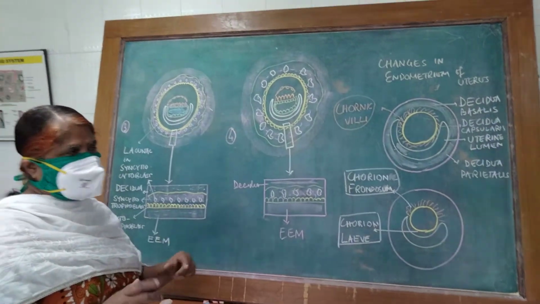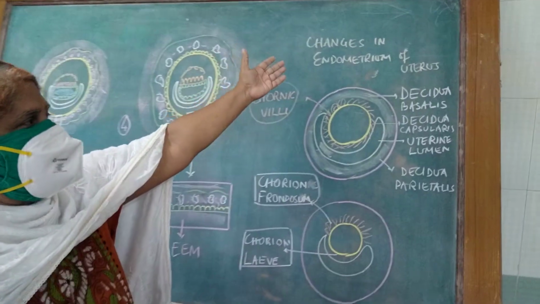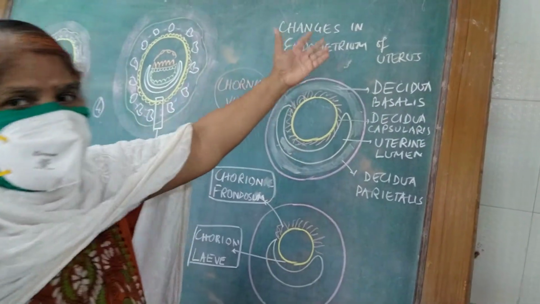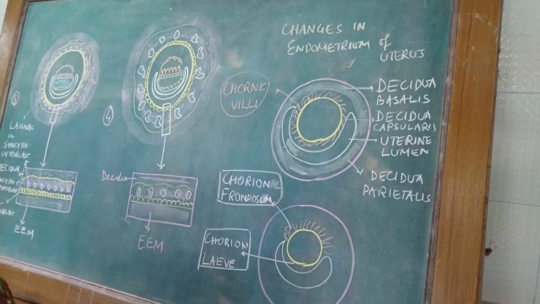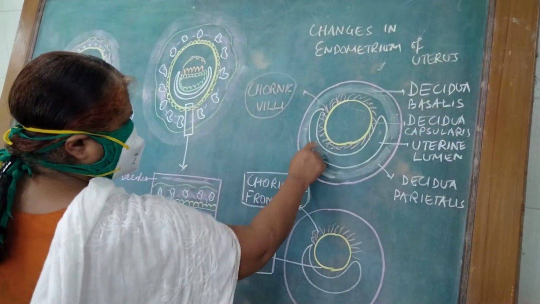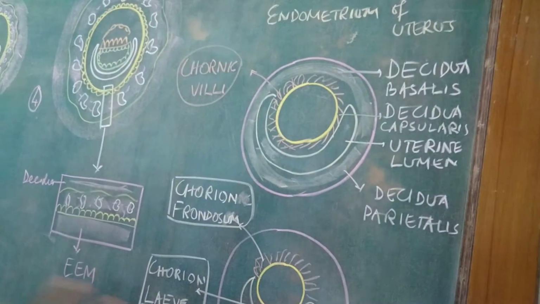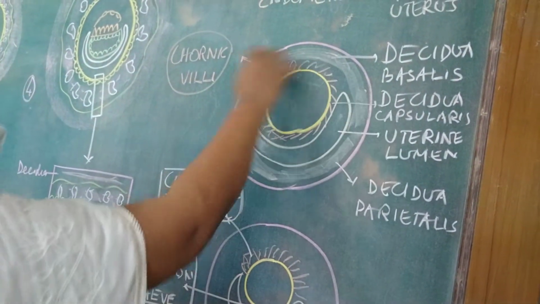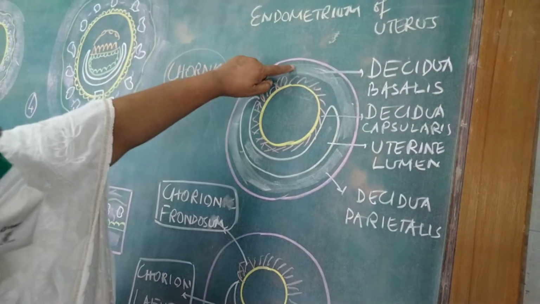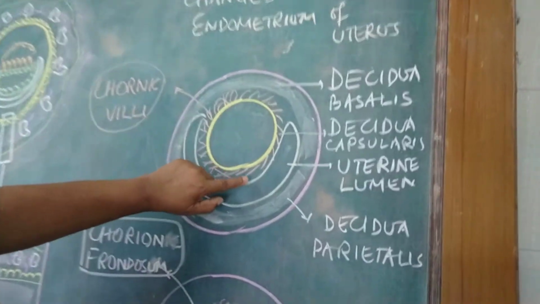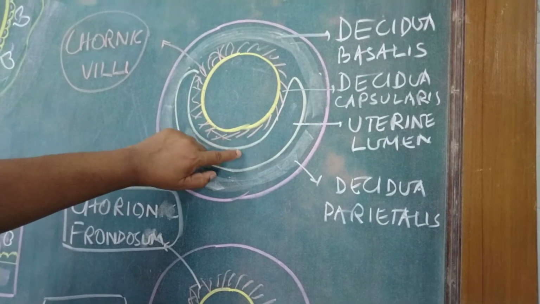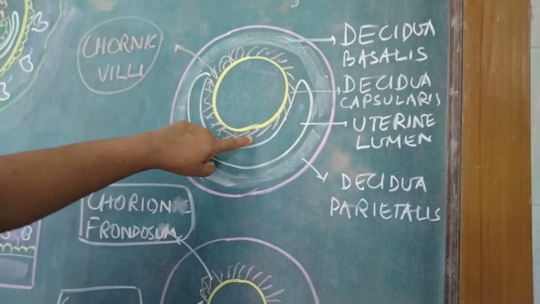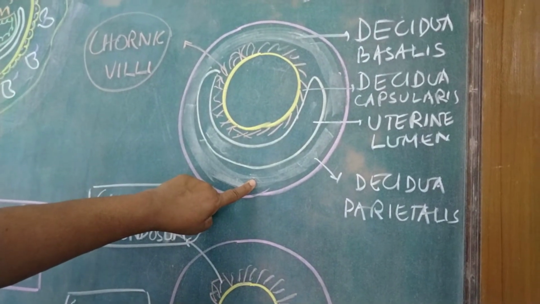But the third thing that happens in the second week is the changes in the endometrium of the uterus. What changes are occurring? Now this is the uterine lumen. The embryo will not enter into the uterine lumen, but will be enlarged within the space. This is called the decidua. Decidua, I already told, this is decidua basalis. This one which is coming in contact with the uterine lumen is called decidua capsularis. This is called decidua parietalis.